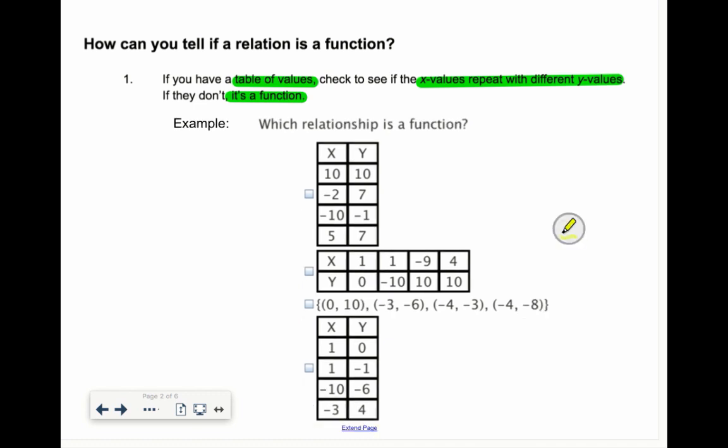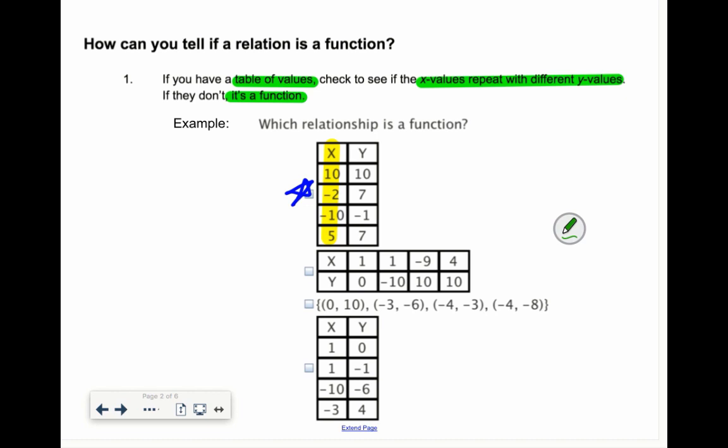So let's look at this example. It says, which relationship is a function? If you look, I have several different types of tables. I have a list of points. It's all the same. So if we look at our x values in our first box, do any of those x values repeat? 10, negative 2, negative 10, 5. No. So that is a function. So our answer to this would be this one right here. We would check that one right there.